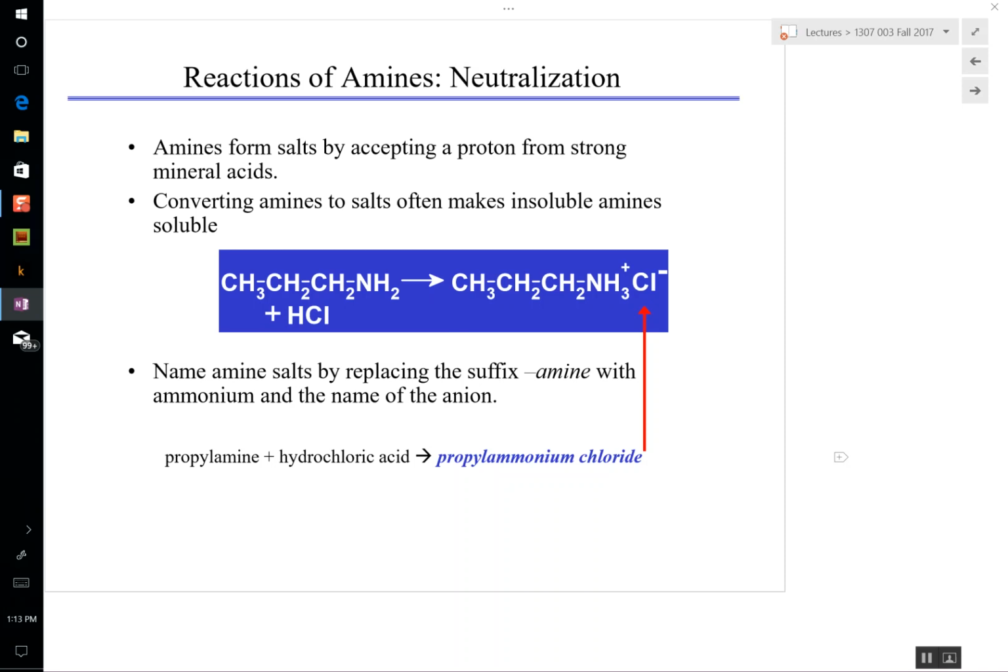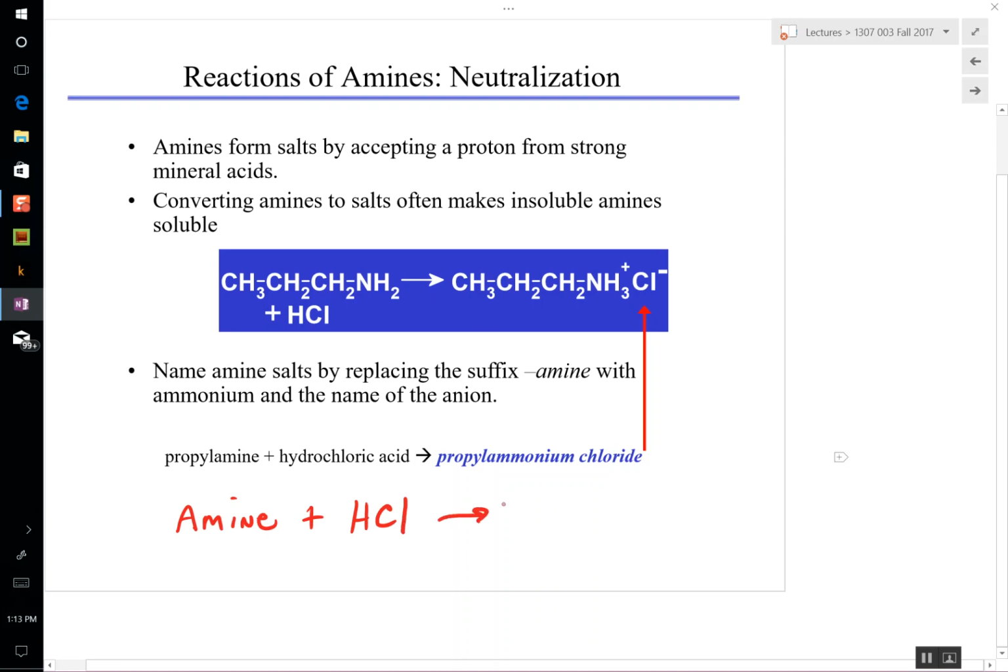All right, this is neutralization. An amine, and probably the only thing I'll really be reacting it with is that acid, hydrochloric acid, and we'll get an ammonium chloride salt. It's some sort of ammonium chloride. This is propyl ammonium chloride. Just come right off of this name, propylamine. Change the amine to ammonium, and you've got the name of the salt. Add chloride to it, propyl ammonium chloride.